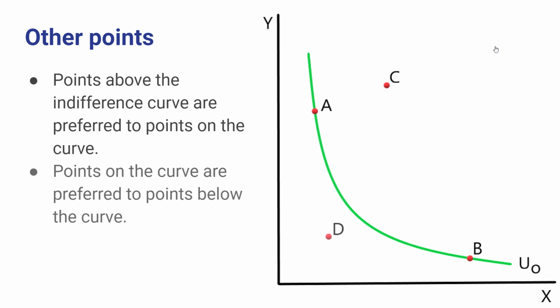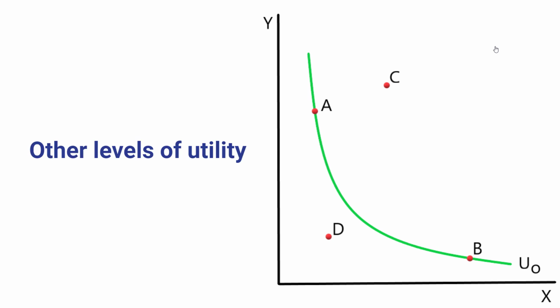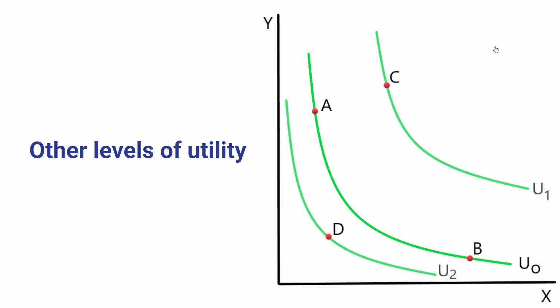Similarly, any point that lies below an indifference curve would provide a lower level of utility than any point on the curve. So what we know here is that points above the curve provide a high level of utility. Points below the indifference curve provide a lower level of utility. Now, while we've only drawn one indifference curve here, there's actually an infinite number of them. For example, there's an indifference curve that goes through point C and an indifference curve that goes through point D.